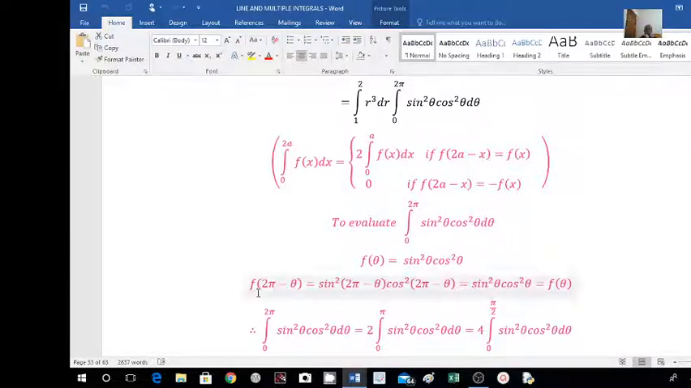This is just like f of 2a minus x is equal to f of x. Therefore, using this formula, I can write this integral as 2 times the integral from 0 to pi of sin square theta cos square theta d theta. Again, I will write this limit pi as 2 into pi by 2. I am treating this as 0 to 2a, so 2a is equal to pi here.